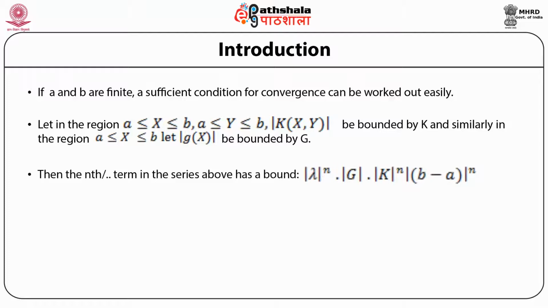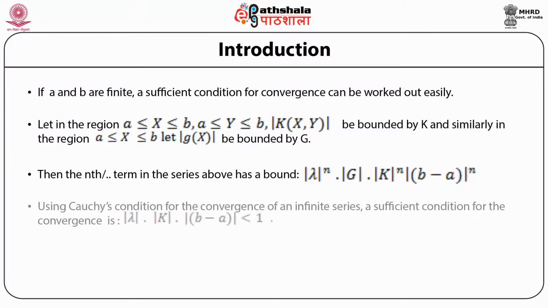Then the nth term in this series above can be seen to have a bound, namely mod of lambda to the power n multiplied by mod of g multiplied by the mod of k raised to the power n multiplied by the mod of b minus a to the power n. Now we can use Cauchy's condition for the convergence of an infinite series.